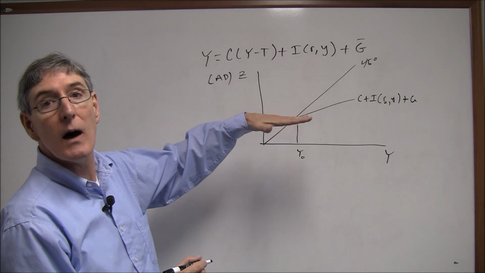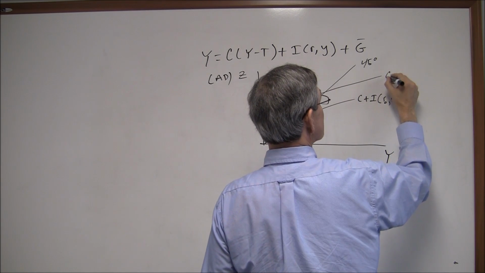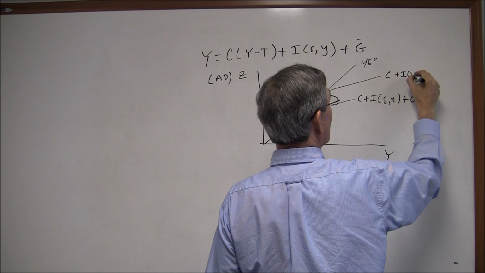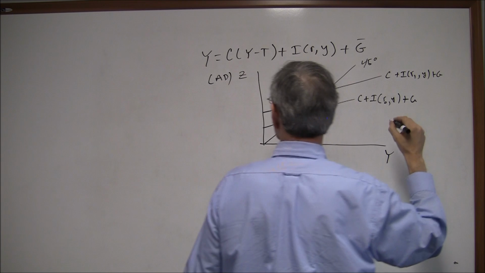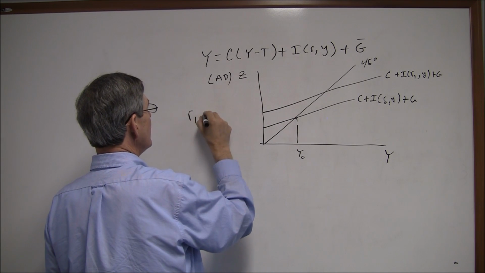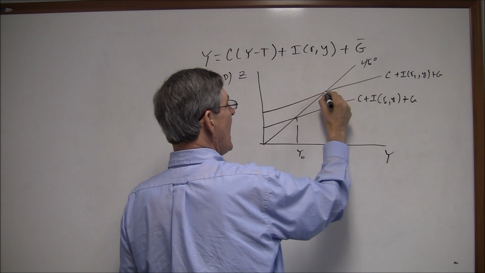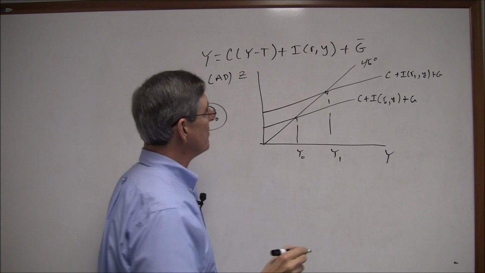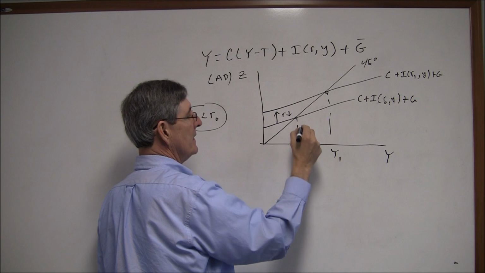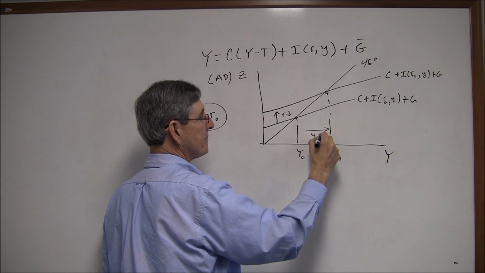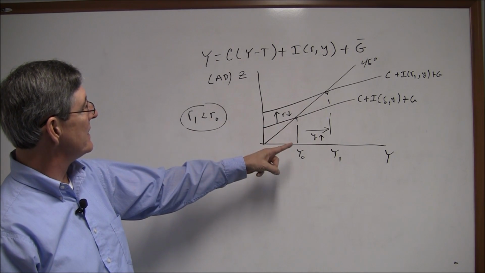Well, investment's going to go up, right? So investment will go up. You'll have C plus I of R1, Y plus G, where R1 is less than R0. And so what's going to happen is income will go up. So when R goes down, income goes up. So it looks like there's a negative relationship between the interest rate and income.